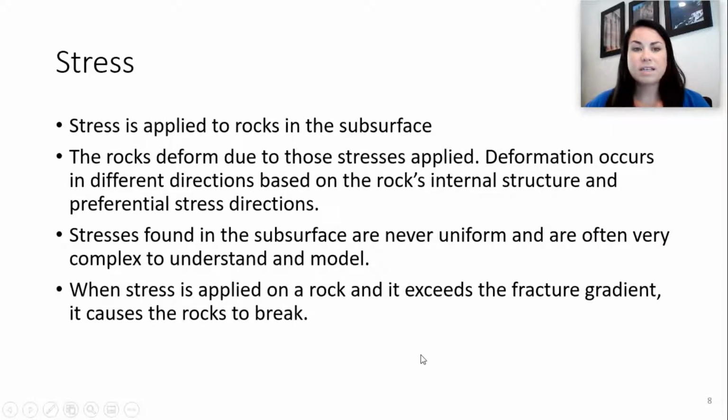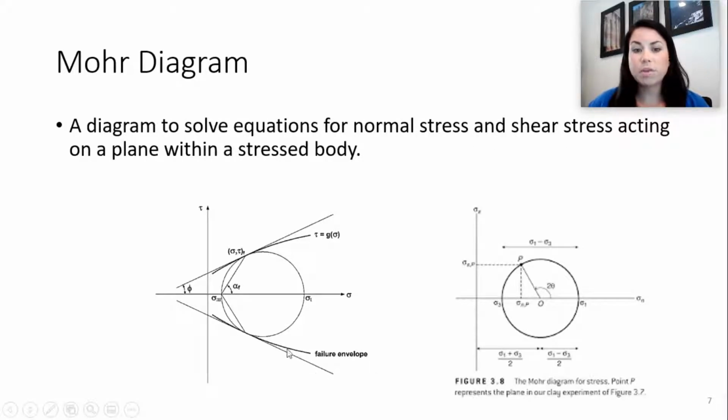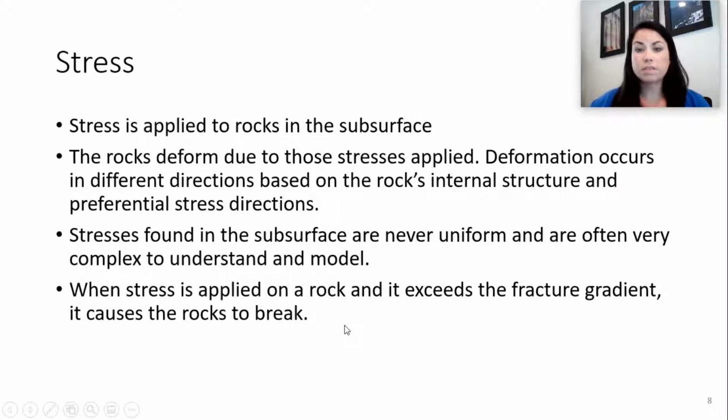Stress is applied to rocks in the subsurface. These rocks can deform or they can slip. These are the failure envelopes. If there's too much stress applied, then the rock can deform, and deformation occurs in different directions based on the rock's internal structure and the preferential stress directions. Remember when we talked about rock formations, how certain rocks have striations or foliations. Typically with that comes a preferential stress direction.